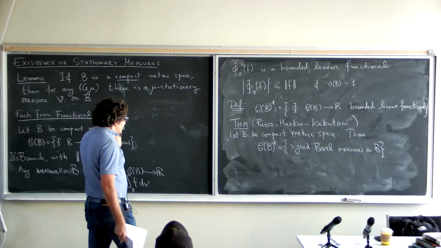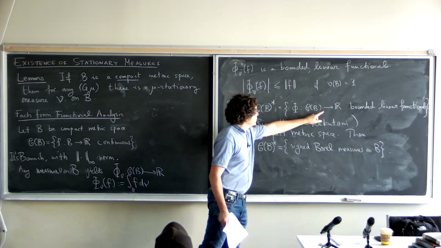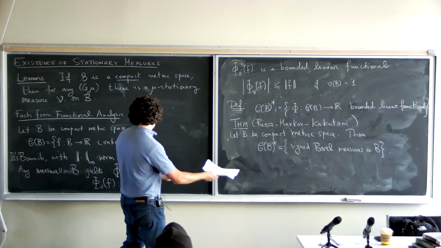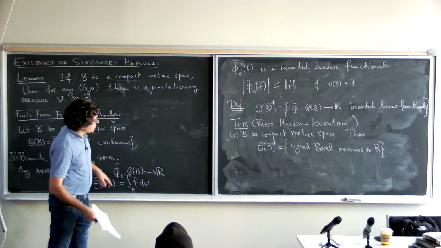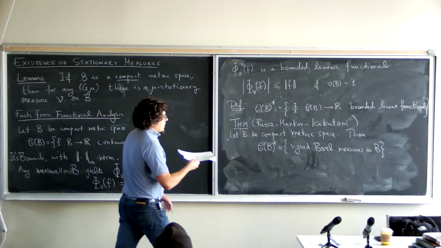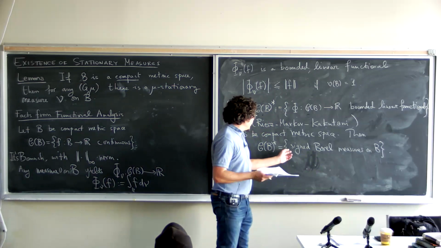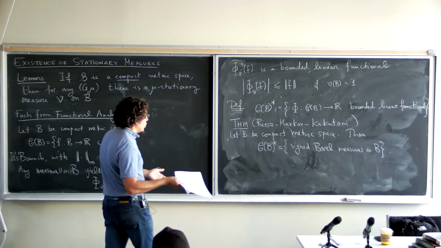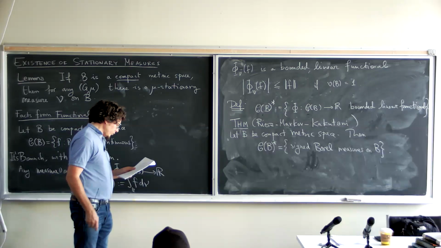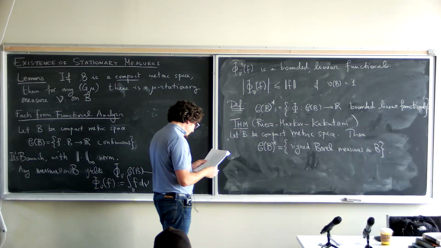So what does it mean? It means that every time you have a functional which is bounded and linear on the space of continuous functions, there is secretly not quite a measure, but there is a signed measure. It's like a measure, it's sigma additive, but it could have either positive or negative signs.